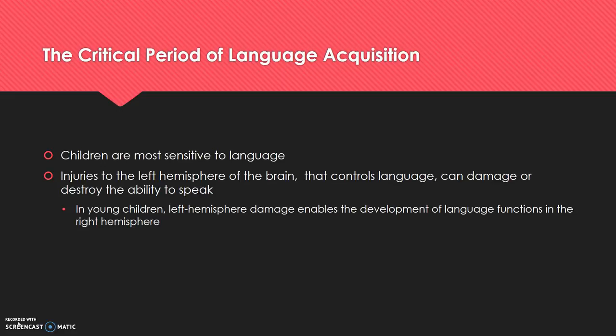Now, we know when children are born, they are very sensitive to language when they're young. They're most sensitive to language from about 18 to 24 months until puberty. That's their most sensitive time, and that's what's known as their critical period. So if they're not acquiring language during this time, something happens to the actual development of their left hemisphere. And we also can see this for children who have injuries to the left hemisphere of their brain, that part we were talking about before that controls language. It can damage or destroy the ability to speak.